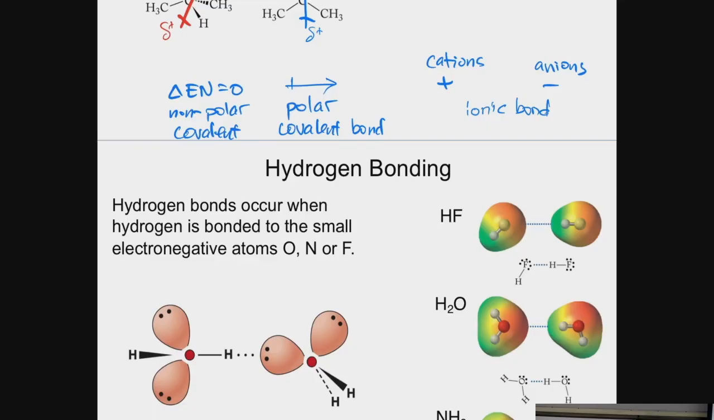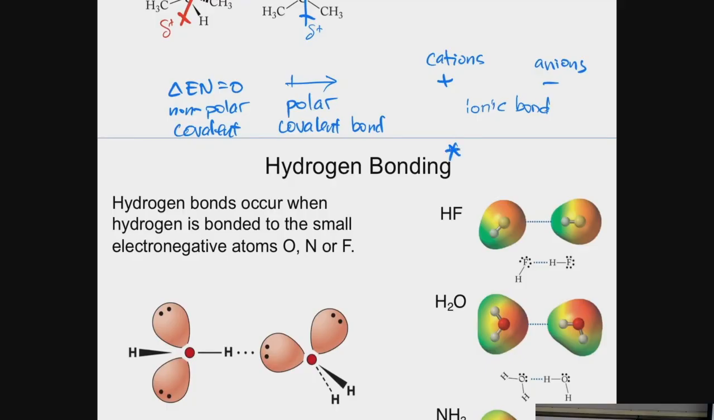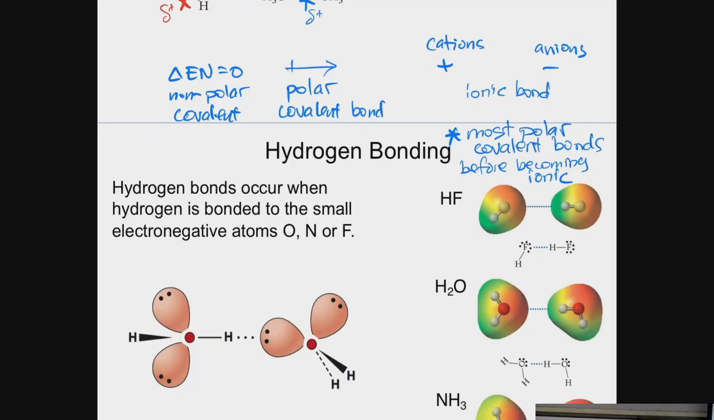So hydrogen bonds are the most polar covalent bonds that we have before they become ionic. And we only see these strongest ones when hydrogen is bonded to three elements, the most electronegative elements that we have, which are fluorine, nitrogen, and oxygen.